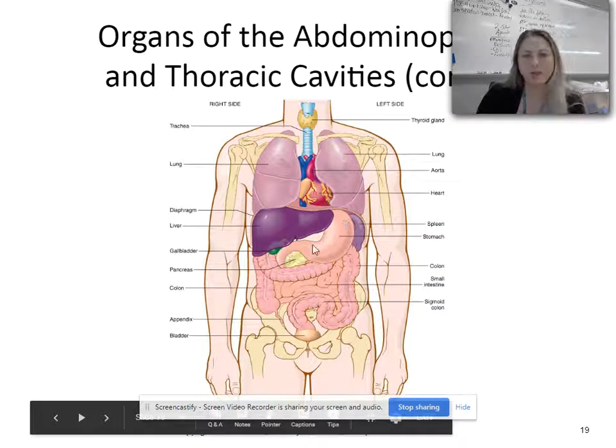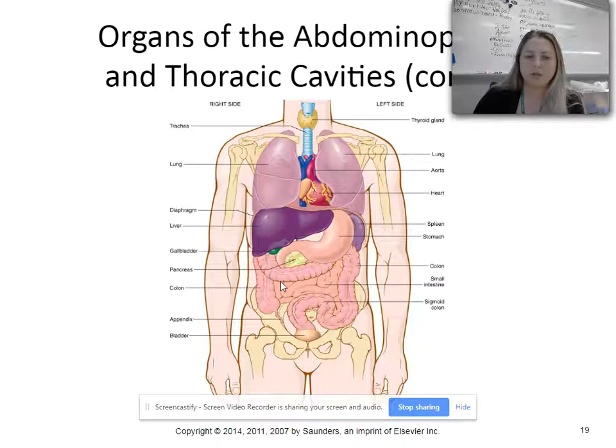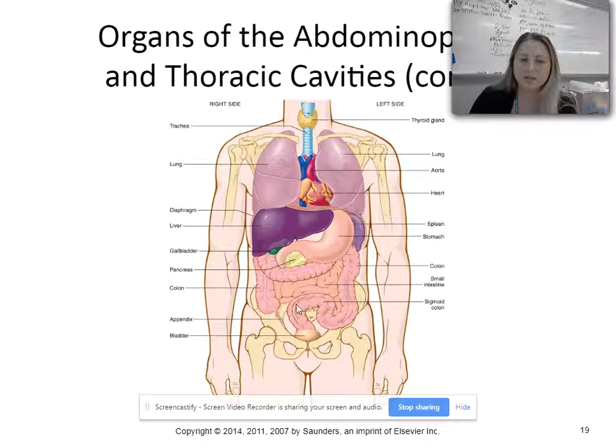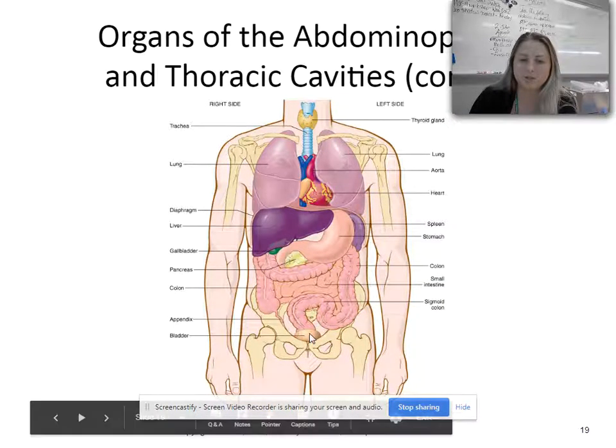Then we have our stomach. This just houses the food until it's able to go into the intestines to get broken down. Then we have the colon. Okay, the large intestine is also known as the colon. Now, each one of these has a different name, but we're not going to get there yet. At the very end is the sigmoid colon. So sigmoid, kind of like an S here. Okay, sigmoid means it's S-shaped.